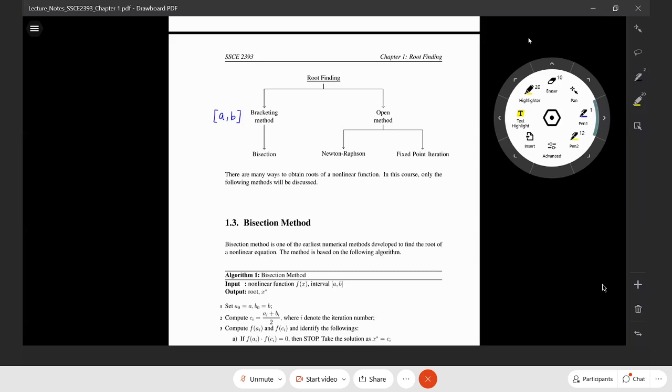So, bracketing method. While in the open method, you don't really need the interval A and B. You just need to have the initial guess, the initial value of your x, denoted by x naught. Just one value here. So I can write E. So that is the difference between the bracketing method and the open method.